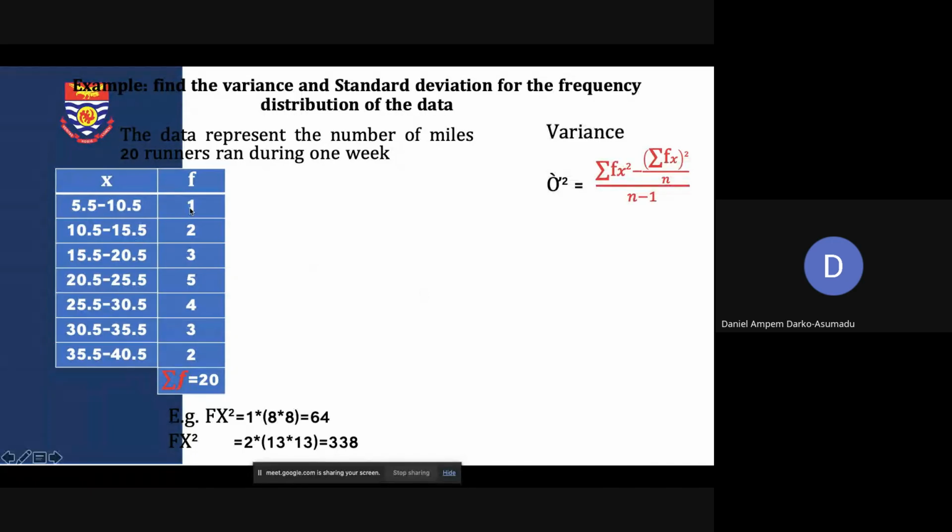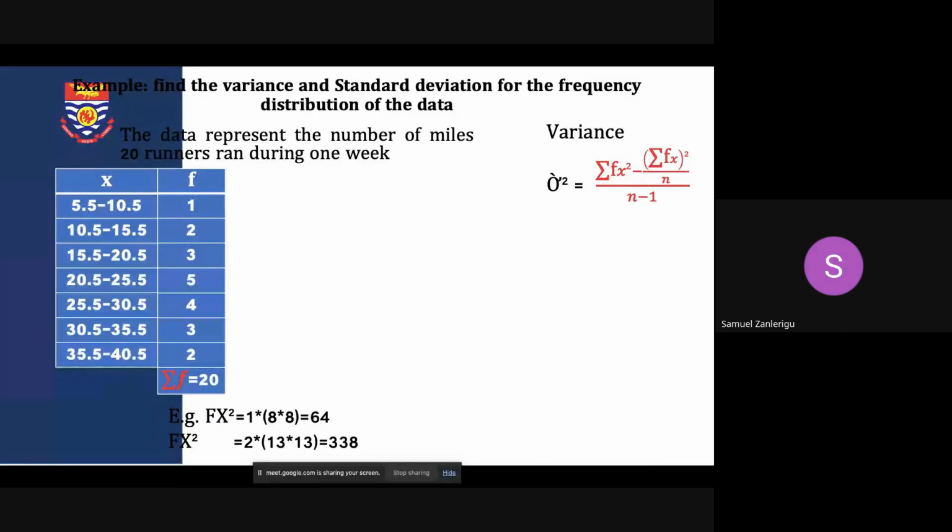We are finding the variance and standard deviation of the number of miles 20 runners run during 1 week. The first column is the X, and this is the frequency column. So here we have to find X. How do we find X? Use one value to represent X. How do we do it? Anybody? Because in the formula, we need to find X.